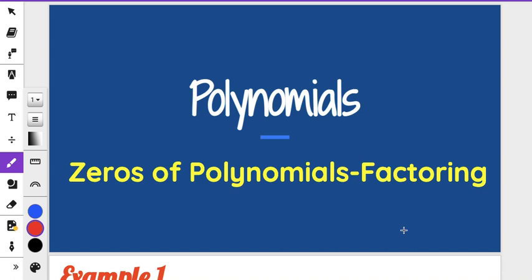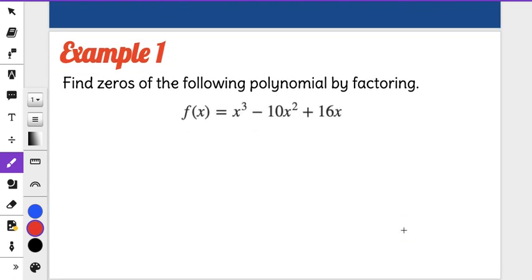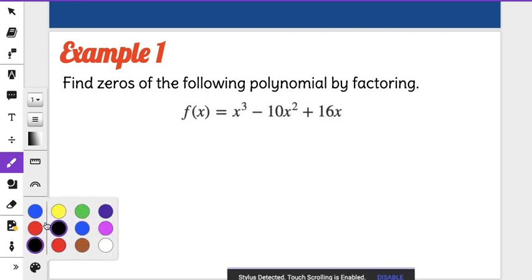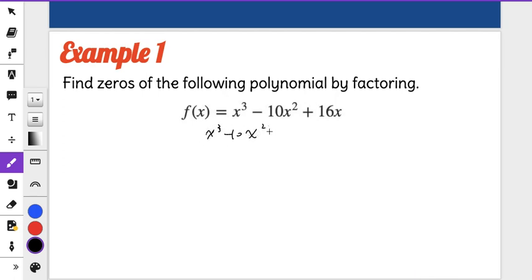Let's check example 1. So we have a polynomial given like this, and the degree is 3. As you can see, the highest exponent is 3, and we need to find the zeros. Since it's looking for zeros, I'm going to just rewrite the equation for getting zeros here. So nothing fancy for the first step. Since we find zeros, we just set up an equation like this.